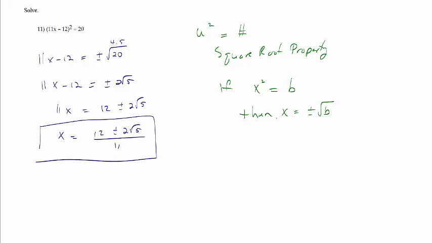Now I'm happy for you to leave your answer written just like this. You may have seen it written as two different solutions. So 12 plus 2 square root of 5 over 11, and then the other one would be 12 minus 2 square root of 5 over 11. If you're looking at multiple choice, you may have to find the two separate solutions. If you are inputting it into MyMathLab, they may ask you for two separate solutions. For me on the test, if it's a free response question, you can write it for me either way. I would stop right here.